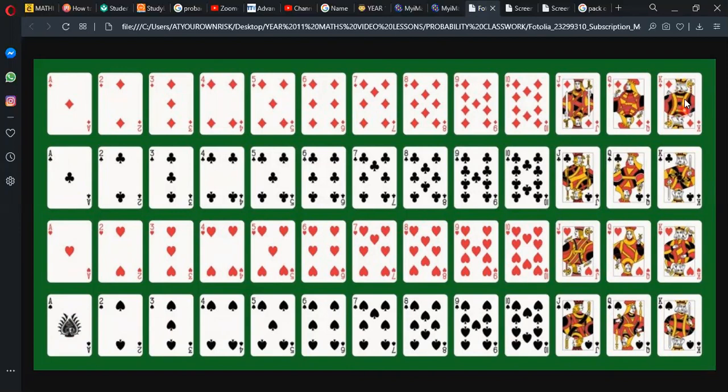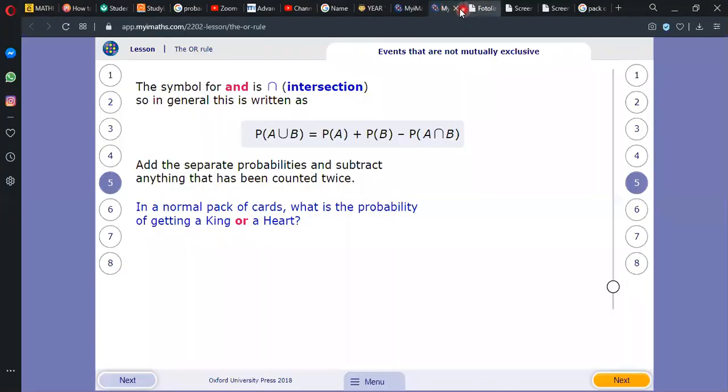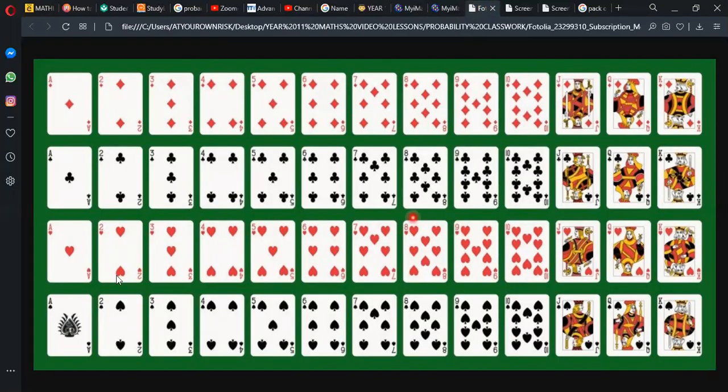So the question was asking about king. So I have king of diamond, king of club, king of hearts, and king of spade, rather. So how many kings do we have in the entire pack? This is the entire pack. I can see we have 4 kings. 1, 2, 3, 4. There are 4 kings. How many hearts? I think they asked for hearts. Yes. How many hearts do we have? Well, all the 13 cards that we have here are all hearts, as you can see. So there are 13 hearts.